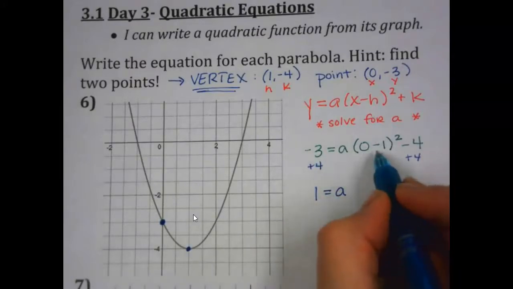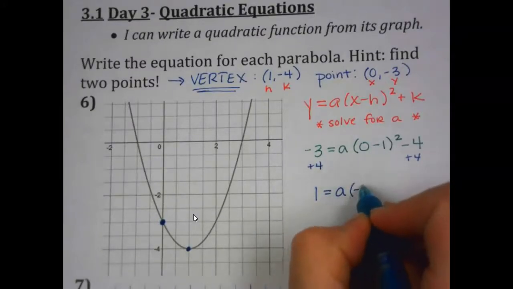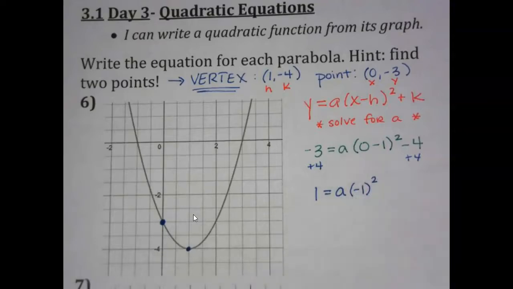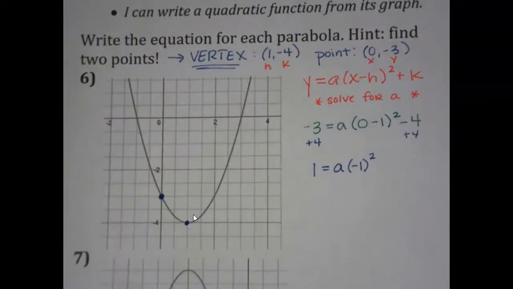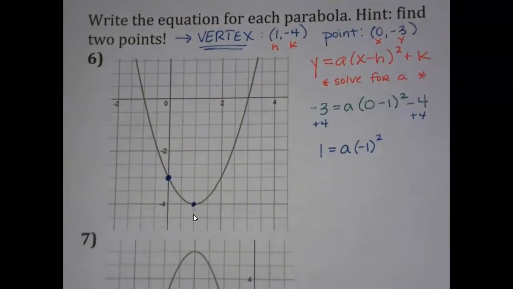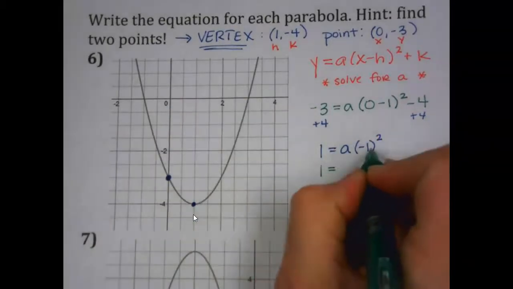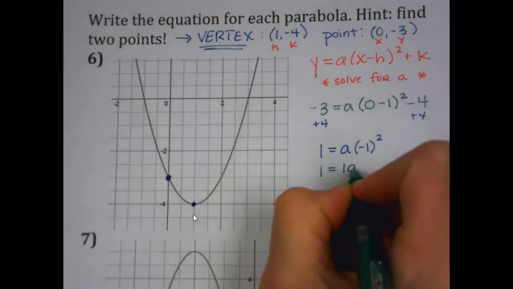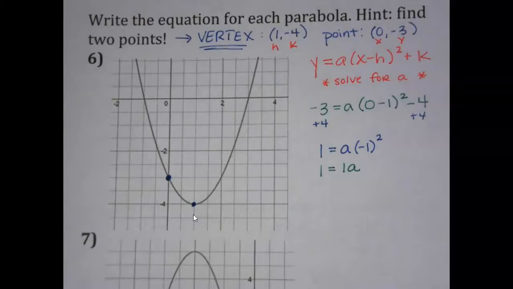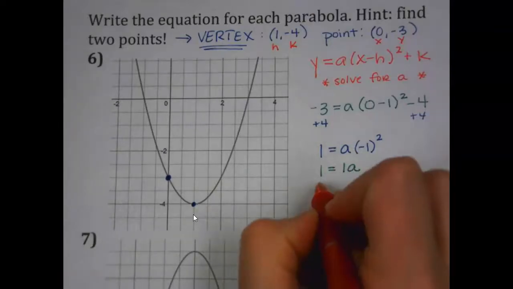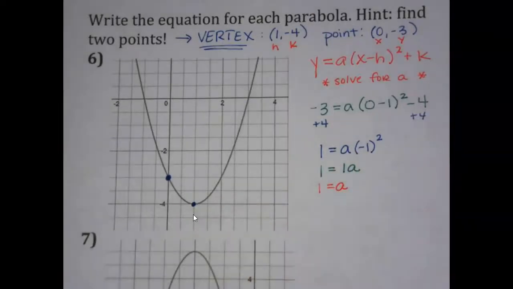And then we simplify in here. 0 minus 1 gives us -1 squared. -1 squared is a +1, and when I rewrite that, I'm going to write that +1 in front. And obviously we know that 1a is the same thing as just a, so we can find that our a value is just equal to 1.